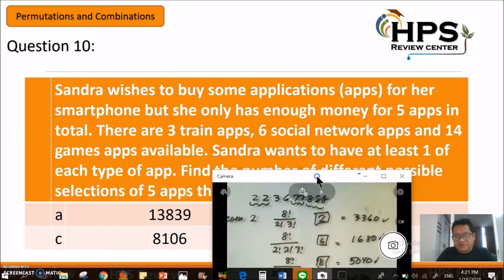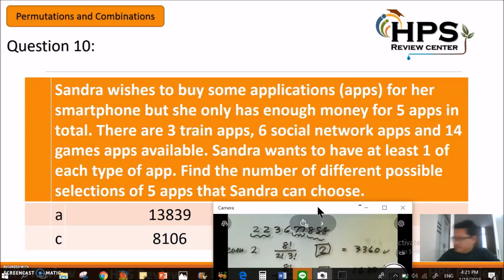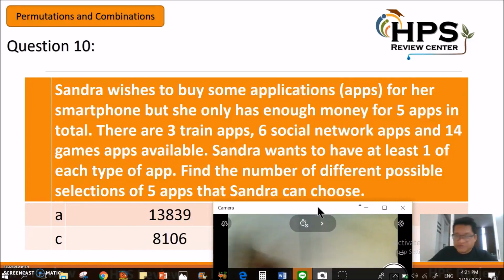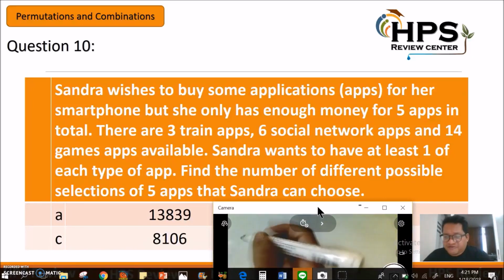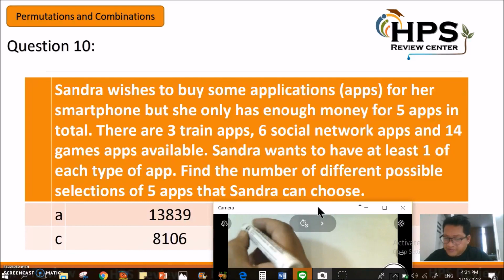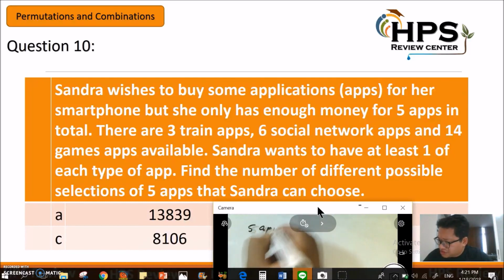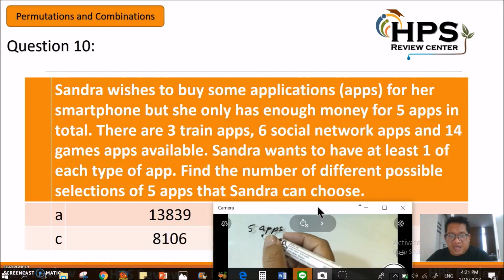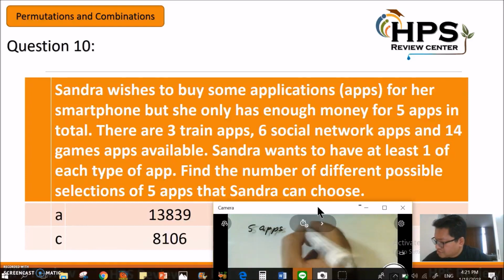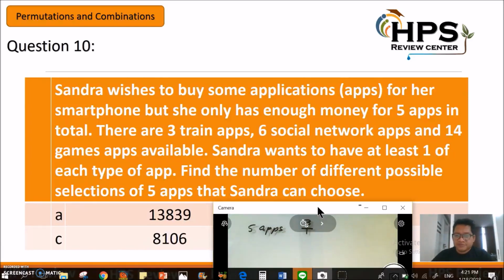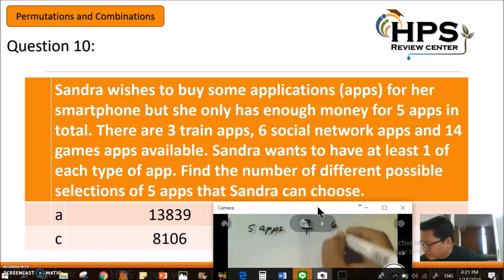Oh, it seems to be wordy. So Sandra wishes to buy some applications for her smartphone, but she only has enough money for 5 apps in total. There are 3, so let me just write it down here. So she has 5 apps that she can afford, and you have what? There are 3 train applications. There are 6 social network applications, and then there are 14 games applications.